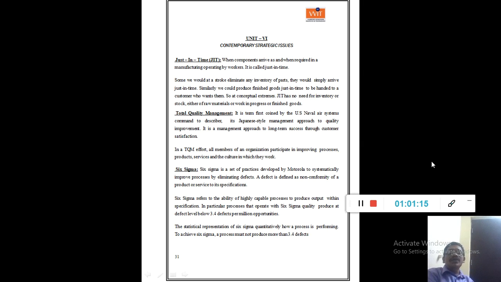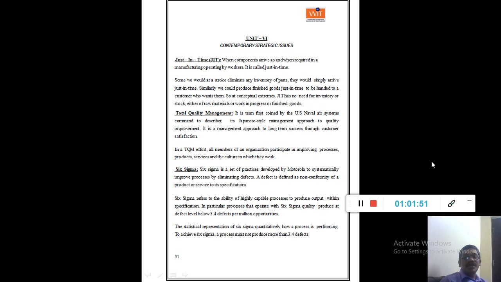Then coming to total quality management, it is a term first coined by the US Naval Air Systems Command to describe its Japanese style management approach to quality improvement. It's a management approach to long-term success through customer satisfaction. In a TQM effort, all members of the organization participate in improving processes, products, services, and the culture in which they work. For a detailed explanation of the TQM approach, refer to Dr. R.S. Rees' textbook.